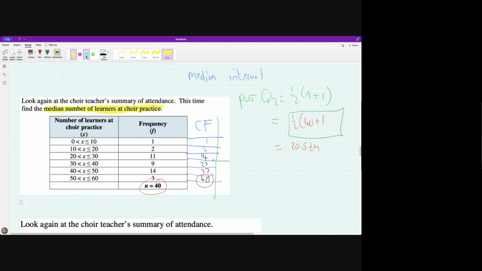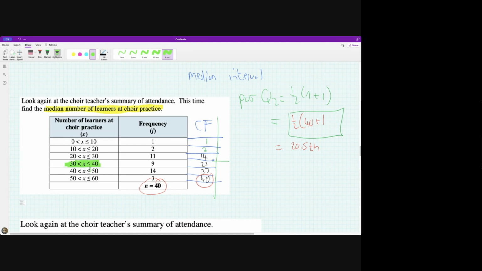So I'm going to suggest the following. We haven't got there yet. I've got 3 items in total. I haven't got to 14 because I need to get all the way to 21. Oh my goodness, I've gone too far. I've got all the way up to 23. So it means that the 20.5th position must be in this interval, because it wasn't in this one. I hadn't gone far enough. Now I've gone too far when I got to 23. So the median interval is going to be between 30 and 40.